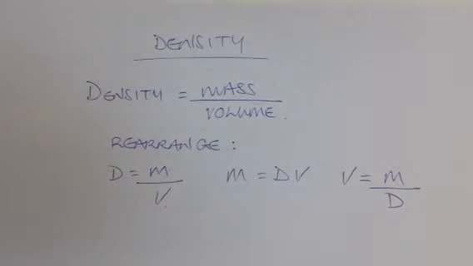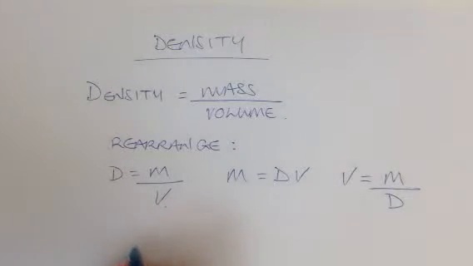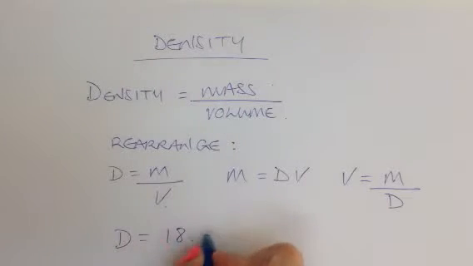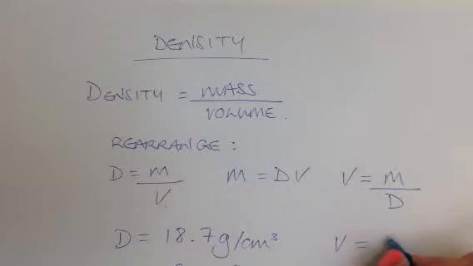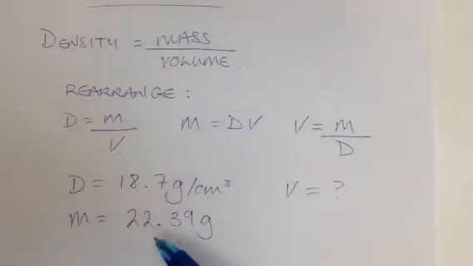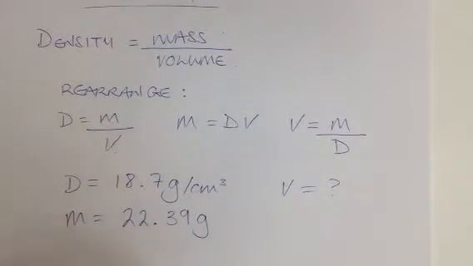Now let's just look at a simple example. Say we are given density is equal to 18.7 grams per centimeter cubed. I'm just making this up. And say the mass is 22.39 grams, and we need to calculate the volume. So we've been given density and mass, and we're looking for volume. That means we need to use this particular equation.